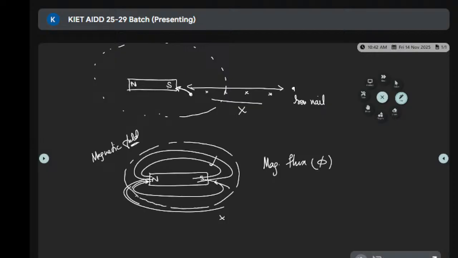So every time the trend is changing. That's why imaginary lines. Imaginary lines. Where do we see this? Around the magnet. Where? Up to where its effect is present.